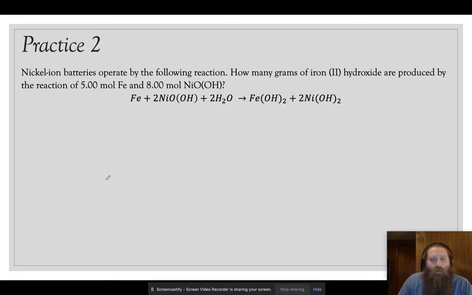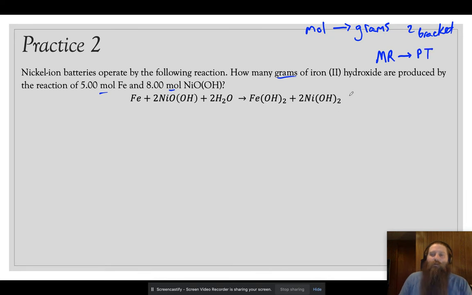That'd be a hydroxide of nickel, NiOOH. We haven't really talked about how to name that. When we're looking at this, I'm looking for grams, but I'm starting with moles. So it's moles to grams. I know that this is not going to be 3 brackets, only 2 brackets. It's going to go mole ratio to periodic table.